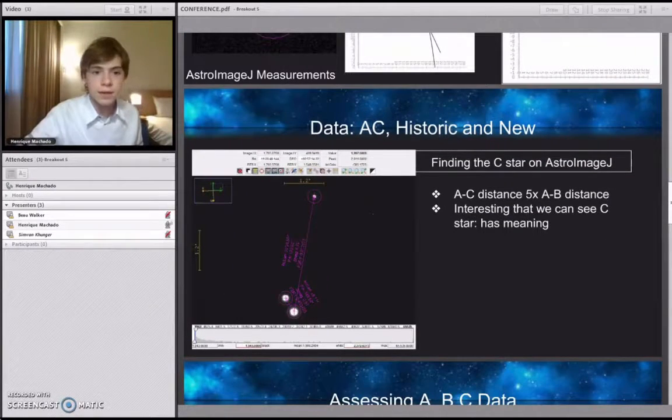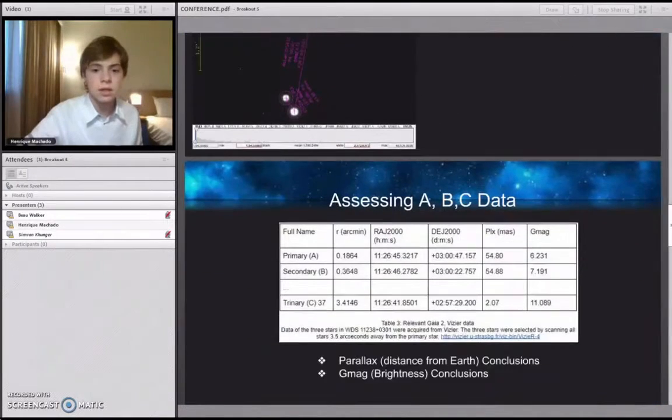So here we have the AC star, and we have the screenshots from AstroImageJ again. And the C star is above the A and B stars. It's really high in the image. So we can see that the AC distance is 5 times the AB distance, which is a lot. And the fact we can see the C star has meaning, because if it was too close, we probably wouldn't be able to see it.